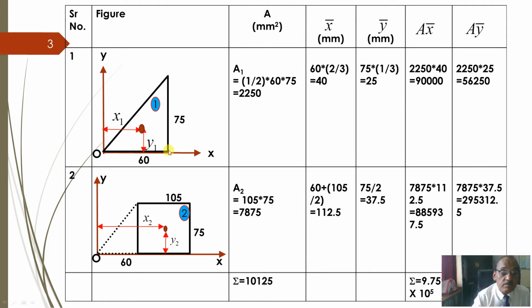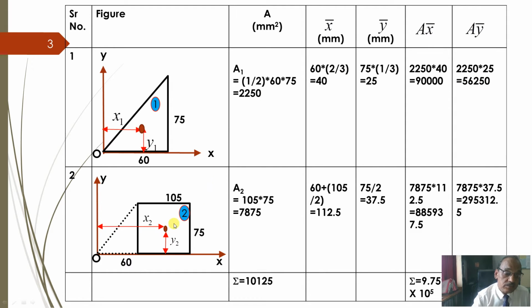For the y coordinate, this is the centroid, and the y coordinate will be 1/3 of the height from this, because it starts from the origin. So 1/3 of 75, that is 25. Now you can take A1 x1. You take this multiplication, it will come to 90,000. Then A1 y1, this is the multiplication.